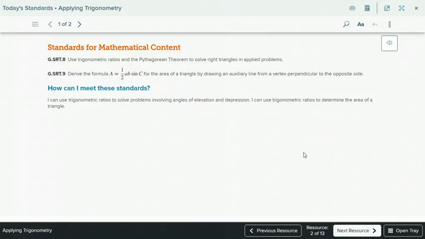Basically what we're doing is we are just finding certain angles and side lengths in order to find the area of a triangle when you're not given the base or the altitude right off the bat. So that's basically what these standards are saying, just so you can get a heads up of what we're doing today.